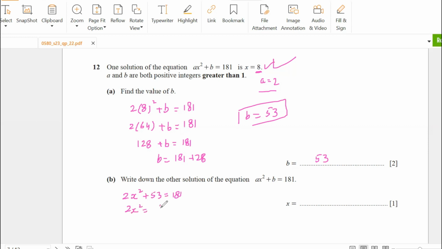So 2x squared is equal to 181 minus 53, which gives me 128. So it means x squared is equal to 128 over 2. That gives us 64. If you take the square root, x is equal to plus or minus 8. So plus 8 is already given, so we say here minus 8. This is our second answer. I hope it is understandable.